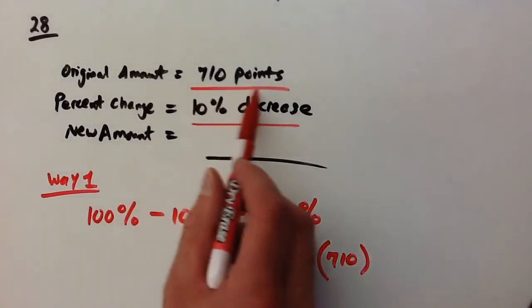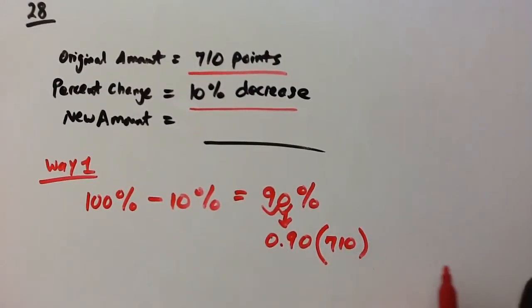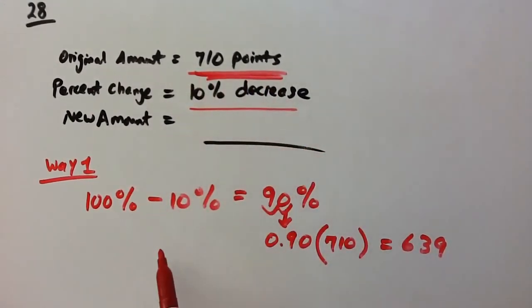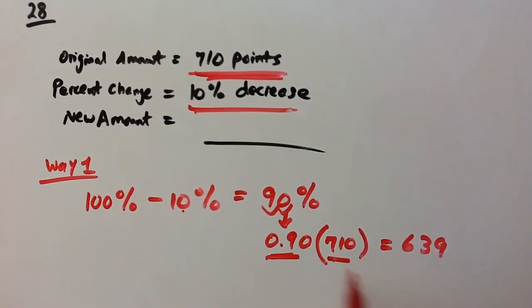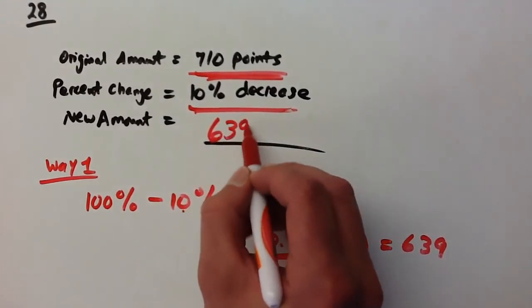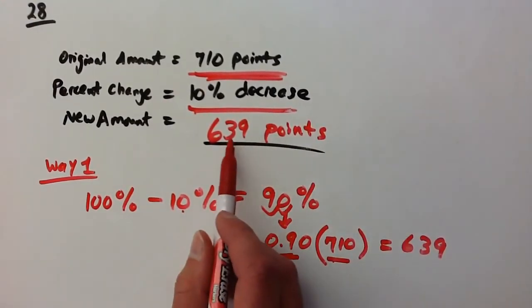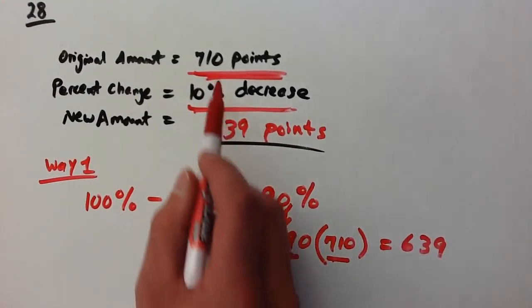So what's 90% of 710? Once you put this into your calculator, you will get 639. All right, so that's our new amount. We started with 710. We decreased it by 10%, so we took 10% off. So now we're looking at 90% of the original, which is 639, and in this case it is points, 639 points. 639 would be 90% of 710.